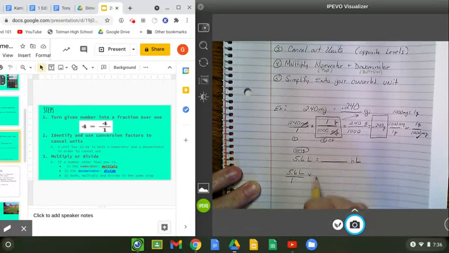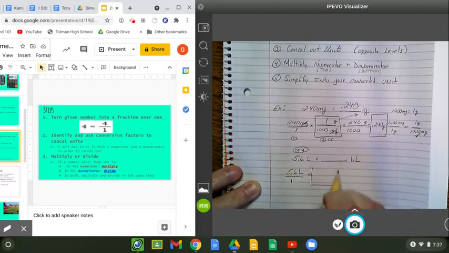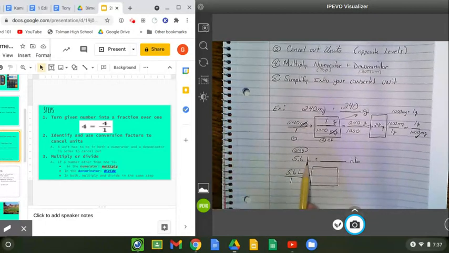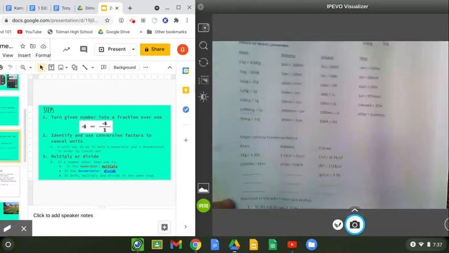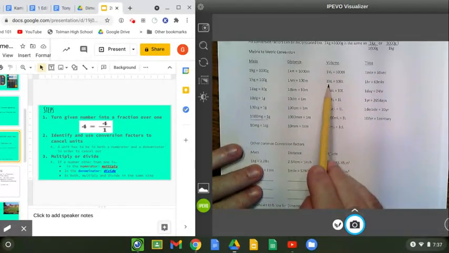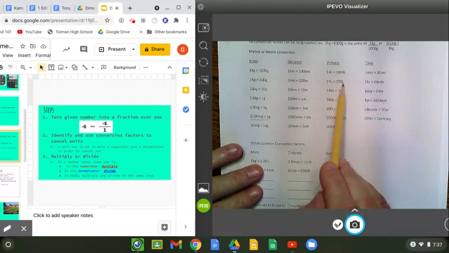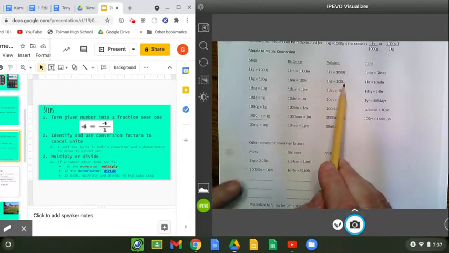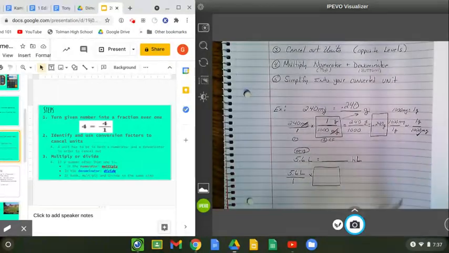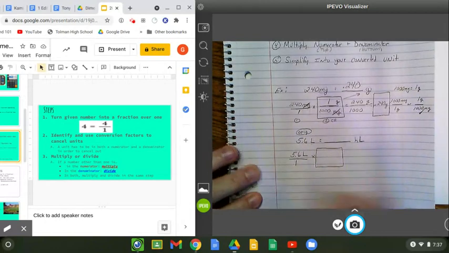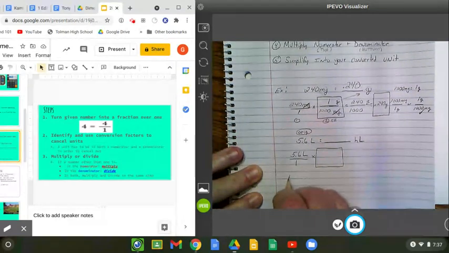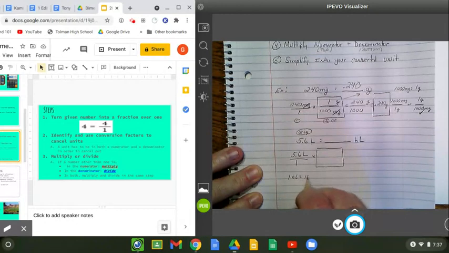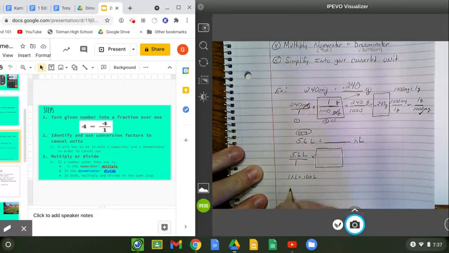Then I'm going to multiply it by a conversion factor. Now I'm dealing with liters and hectoliters. When I look at my conversion factor sheet, I see that I have one with hectoliters and liters. So 1 hectoliter equals 100 liters. This is the one I'm going to use for this particular problem. So we have 1 hectoliter equals 100 liters.